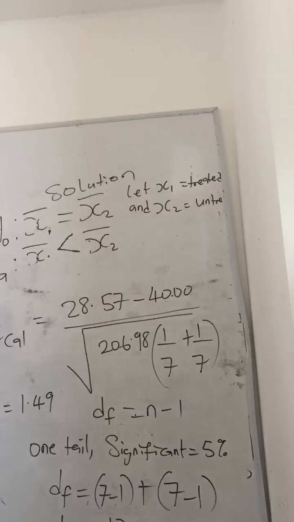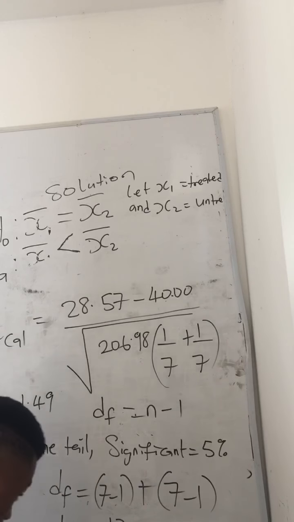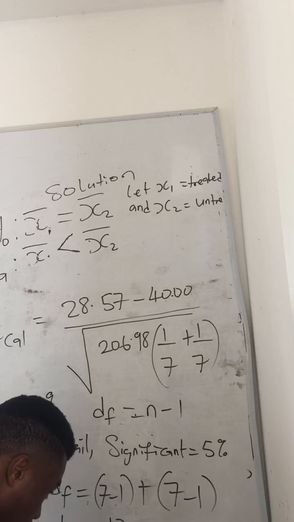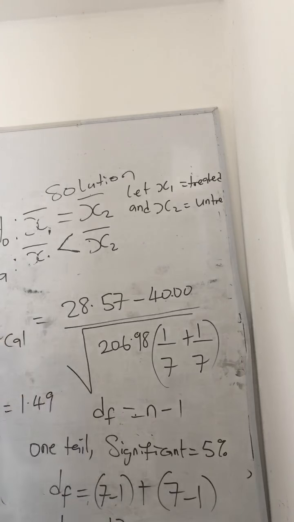So we have the T critical. T critical is equal to 1.782. Now our critical value is 1.782 and our calculated T value is 1.49.